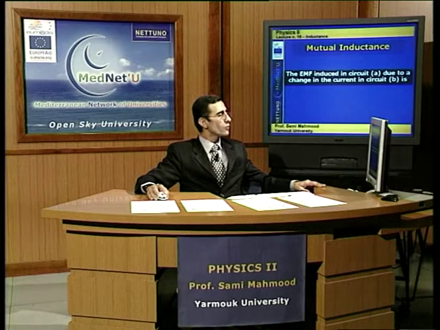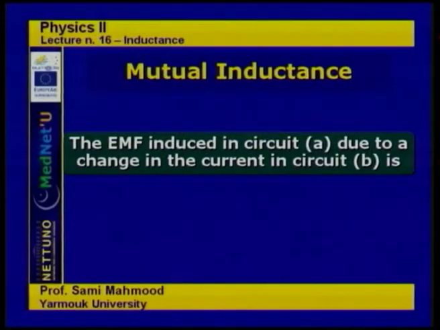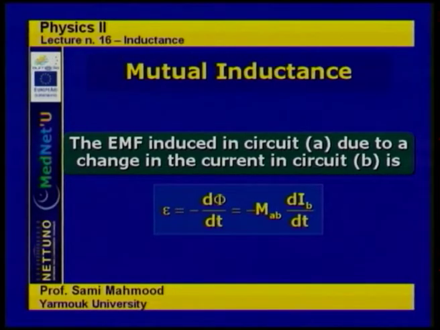The electromotive force induced in circuit A due to a change in the current in circuit B is thus epsilon equals minus d phi by dt, which is equal to minus M_AB dI_B by dt.